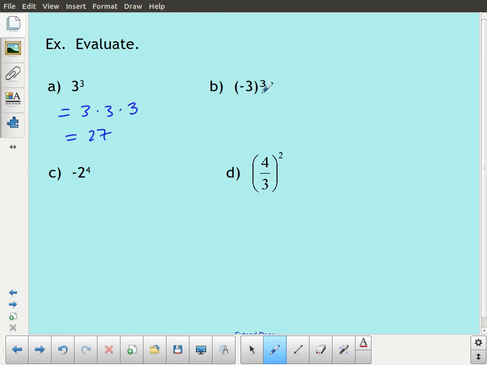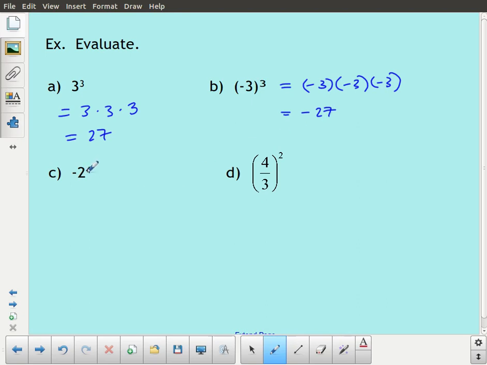Now there's an important distinction here. We've got negative 3 to the exponent 3. Because that negative 3 is in the bracket, that means that negative 3 is the base. So whether we do this in our head or whether we write it out, we actually need to write it out this way. Negative times negative times negative gives me a negative, and then 3 times 3 times 3 is what we had before, 27. This one gives us negative 27.